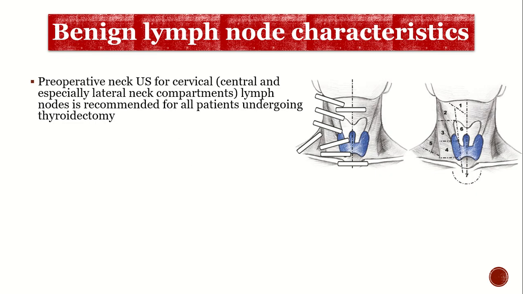Also, we should be familiar with the lymph node characteristics, because it is very important for the staging of thyroid cancer. We see here that this is the sixth compartment of the neck, and this is the seventh. They are the central compartments, and third, fourth, and fifth are the lateral compartments in the neck.